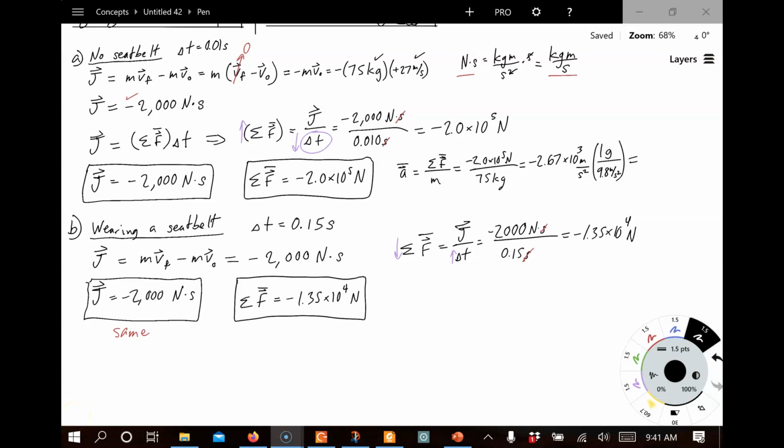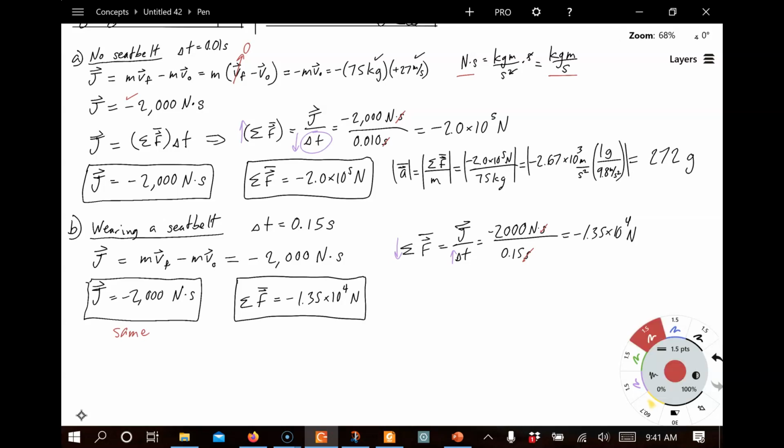And I get a 272 g, roughly. I'm going to go ahead and just take the absolute value here so that we can get a positive number in g's. And of course the 9.8, the meters per second squared units canceled. So 272 g's, that's what we got there. Let's do the next one here.